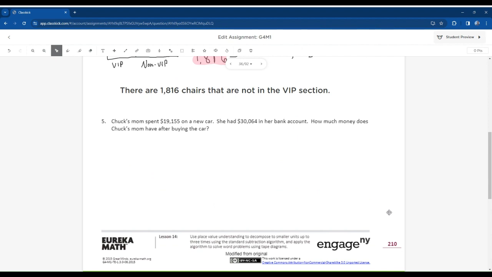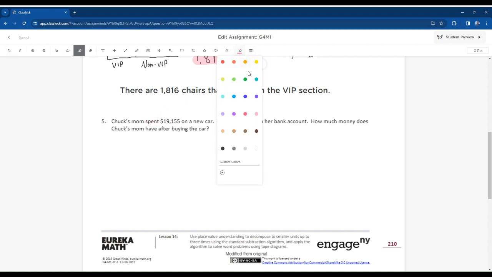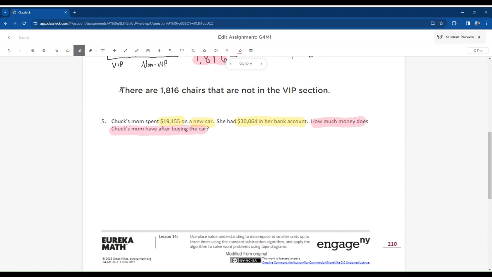Number 5 says Chuck's mom spent $19,155 on a new car. She had $30,064 in her bank account. How much money does Chuck's mom have after buying the car? So she spent $19,155 on a new car, and she had $30,064 in her bank account, and we're tasked with finding how much money she has after buying the car.